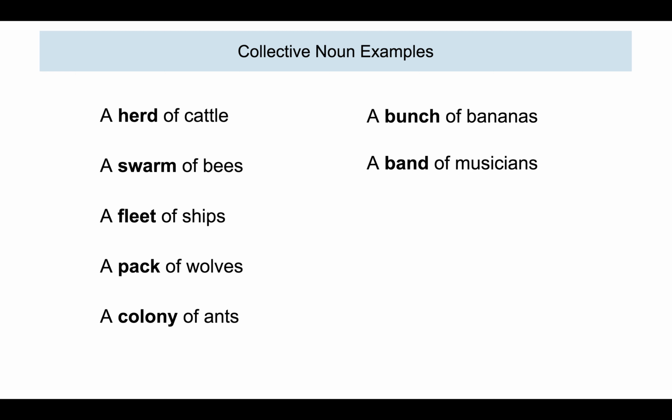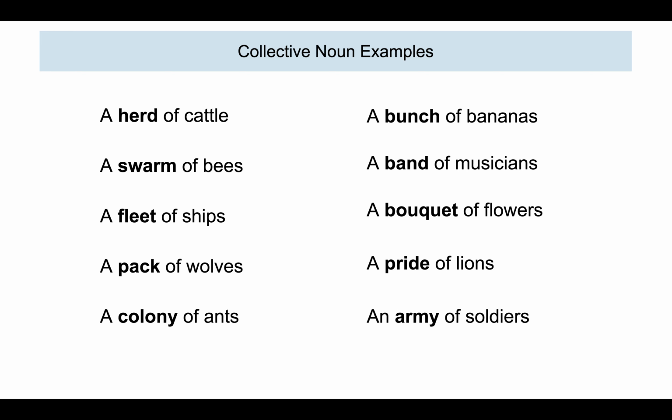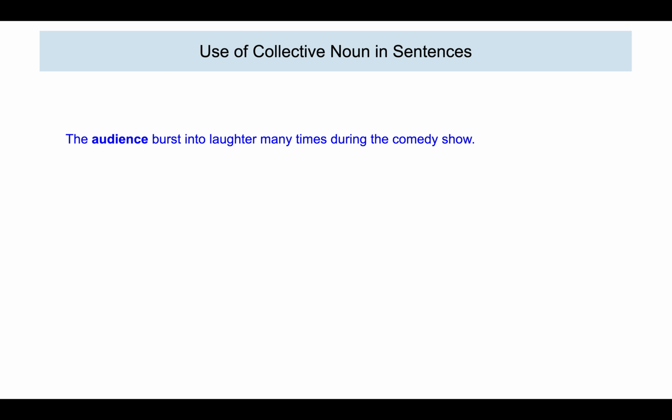A band of musicians. A bouquet of flowers. A pride of lions. An army of soldiers. So all these words which have been used are collective nouns which imply a large number of either people or animals or flowers, whatever the case may be. Now like this, there are many examples of collective noun.